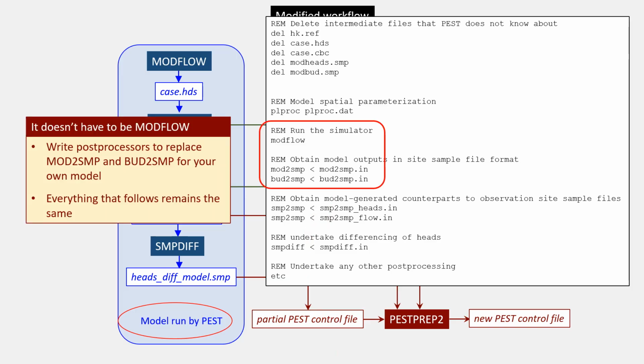Now we can do this same workflow with any model really. To do this time interpolation and this differencing with another model, we simply take out this part of the batch file and replace it with the other simulator that we're using, and then we've got to provide our own programs which read the output files written by that simulator and undertake spatial interpolation to the sites where we have measurements. Once we've done that, everything else is the same.